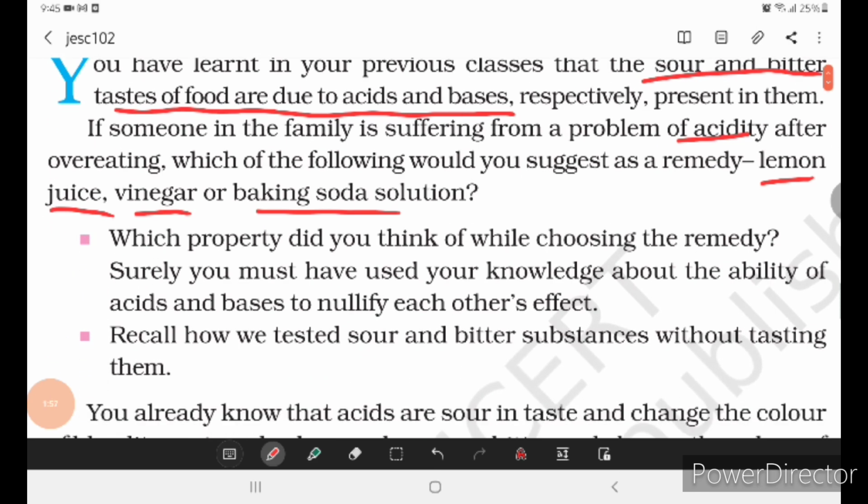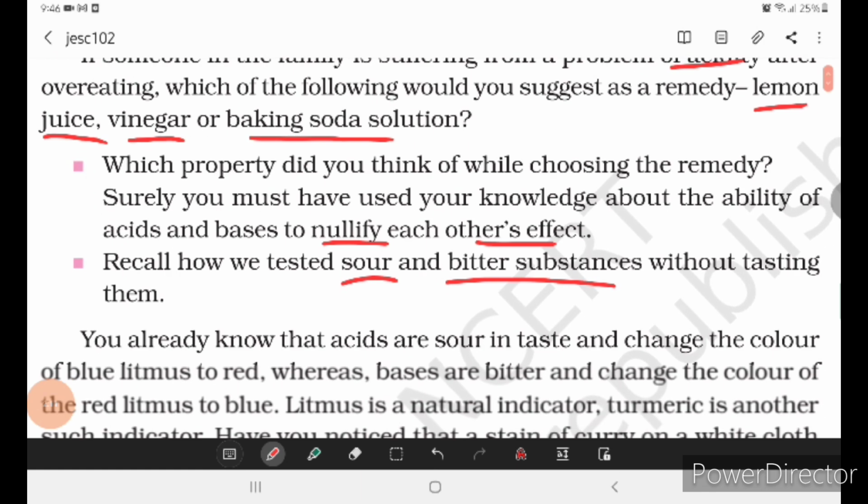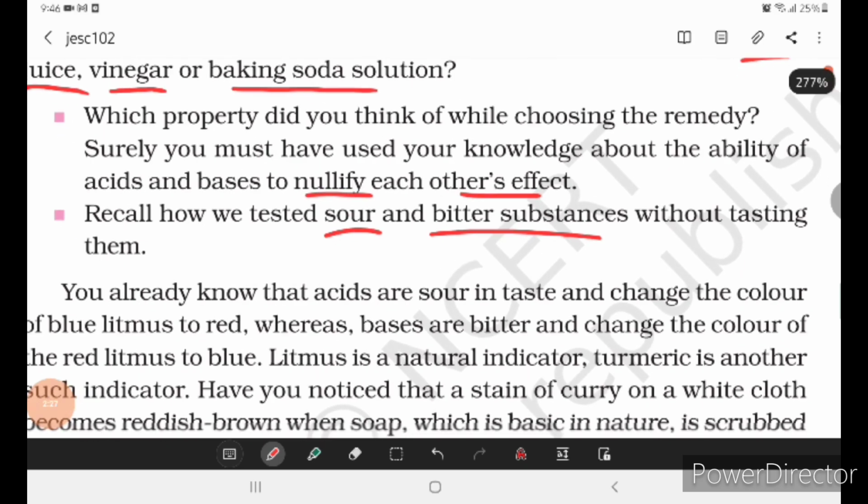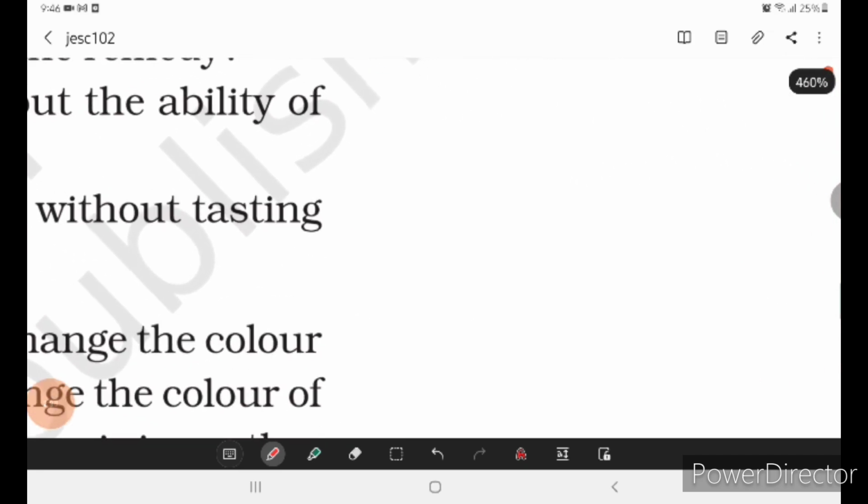Which property did you think of while choosing the remedy? Of course, the basic property. Surely you must have used your knowledge about the ability of acids and bases to nullify each other's effect. Recall how we tested sour and bitter substances without tasting them. We used litmus papers or litmus solutions to say whether a given solution is acidic or basic, without tasting it.